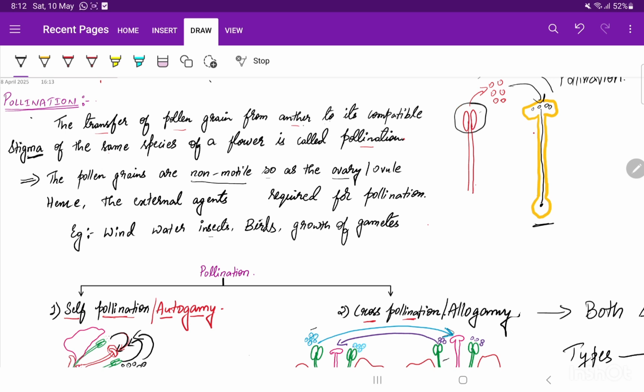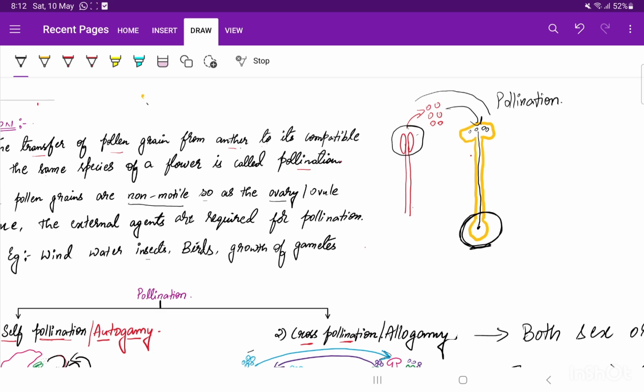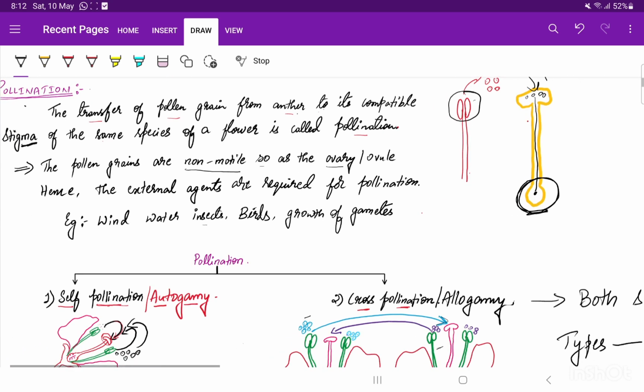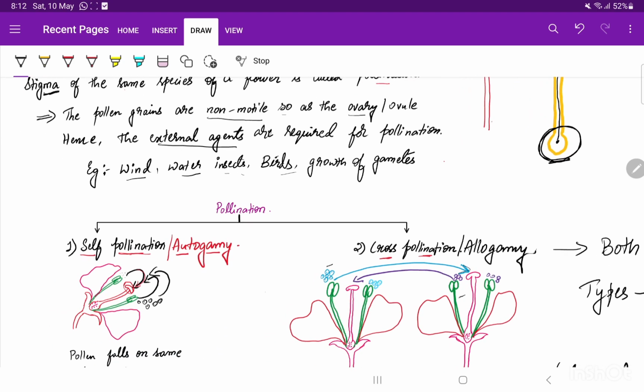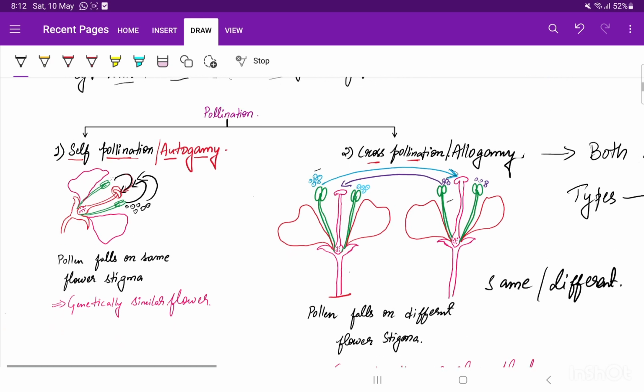Next, we know that pollen grains are non-motile, as is the ovary, because they sit in one place. They are found in anther, they are found in ovary or ovules. So we require agents to transfer these pollen grains from anther to stigma. So we need external agents. They are wind, water, insects, birds, etc. And growth of gametes we will see in the further session. In pollination there are two types, self-pollination and cross-pollination.